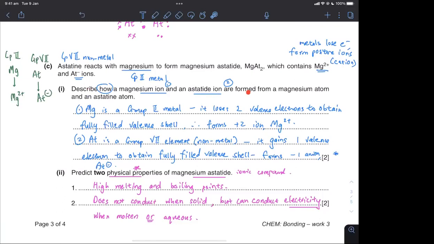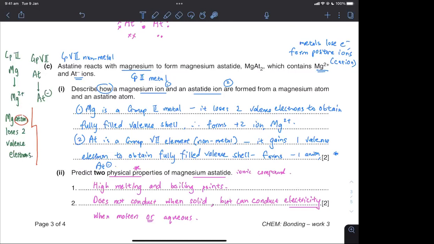Describe how it is formed. There is no diagram here, so it's not doing a diagram, it's using words. So for magnesium to magnesium 2 plus, the magnesium atom loses 2 valence electrons, or 2 electrons from its outer shell. Now, you have a problem here. The most common problem is people say the magnesium ion loses 2 electrons. That is wrong. The ion is a result of the atom having lost 2 electrons. So again, it comes down to the words, okay?